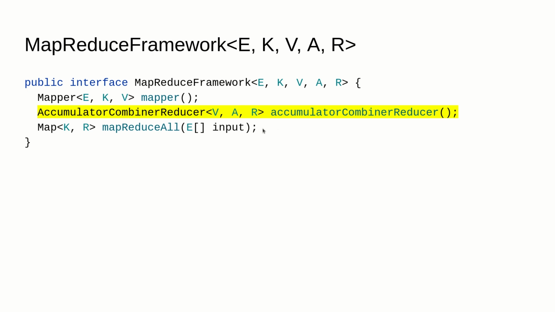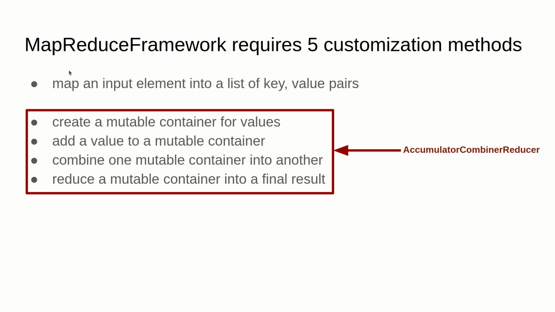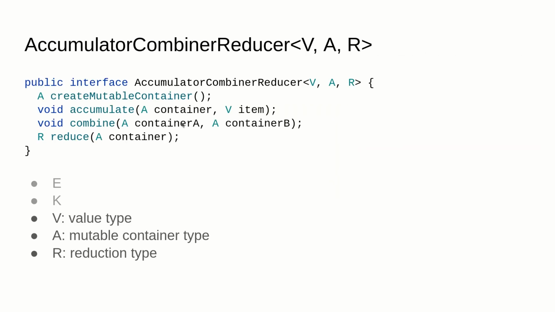I have a simple method that returns that it exists, and it's used in MapReduce all along with the mapper. As you recall, there are 5 different customization methods. The map lives on the mapper. These other 4 all live on Accumulator Combiner Reducer. We're going to build it in a second, so let's just talk about it there.